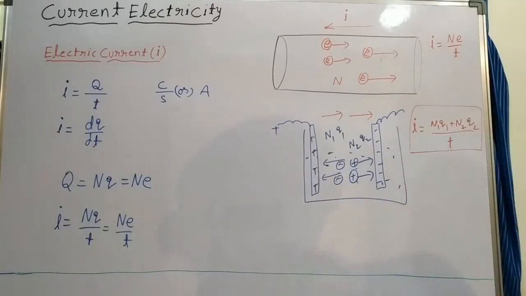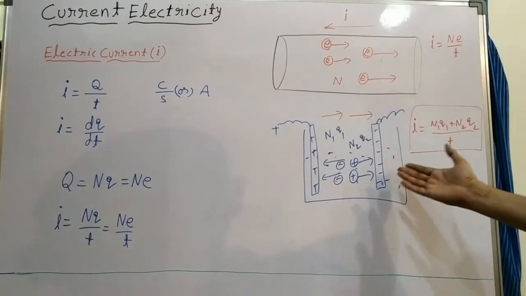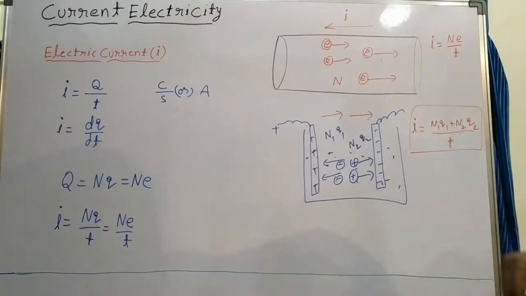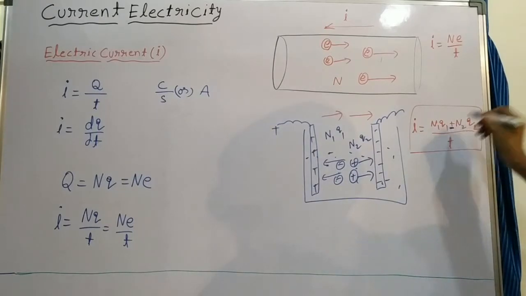So we can write here plus. Suppose in an electrolyte, positive ions and negative ions both are moving in the same direction. Then, of course, due to positive charge current flows in the same direction, but due to negative charge we get current in the opposite direction. Due to that, you have to take the difference, so take minus.